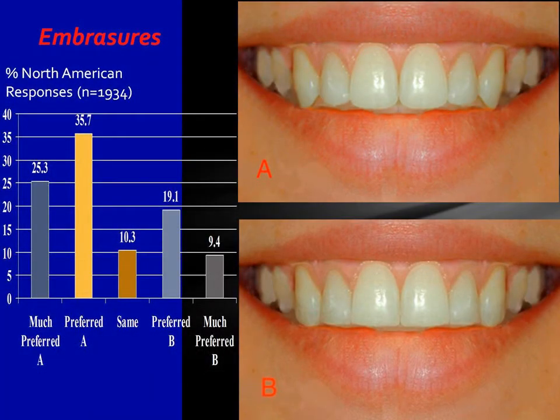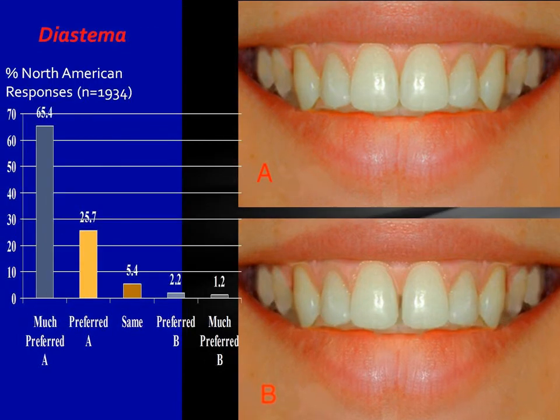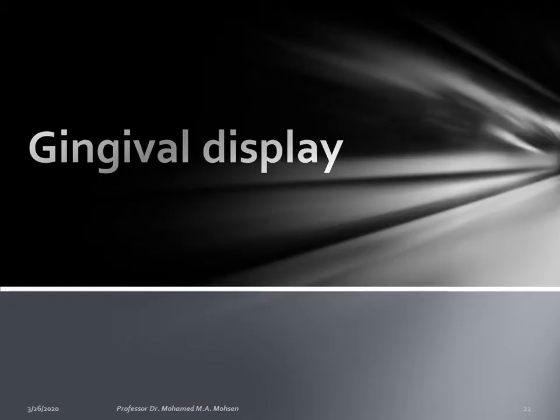Okay, do you propose to your patient embrasure or flat teeth? Patients usually prefer embrasure, wide embrasures, and relation of 30, 40, 50 relation. Okay. The diastema, 90% of the patients prefer no diastema.